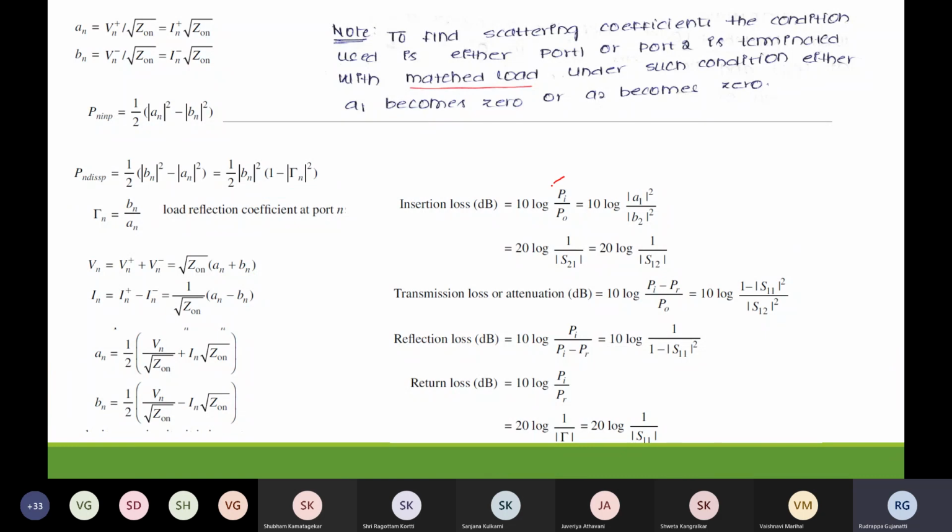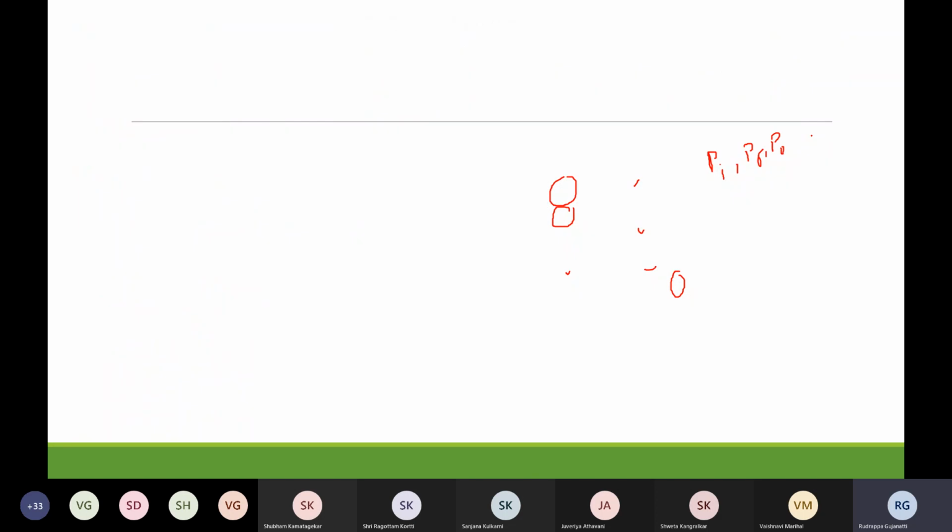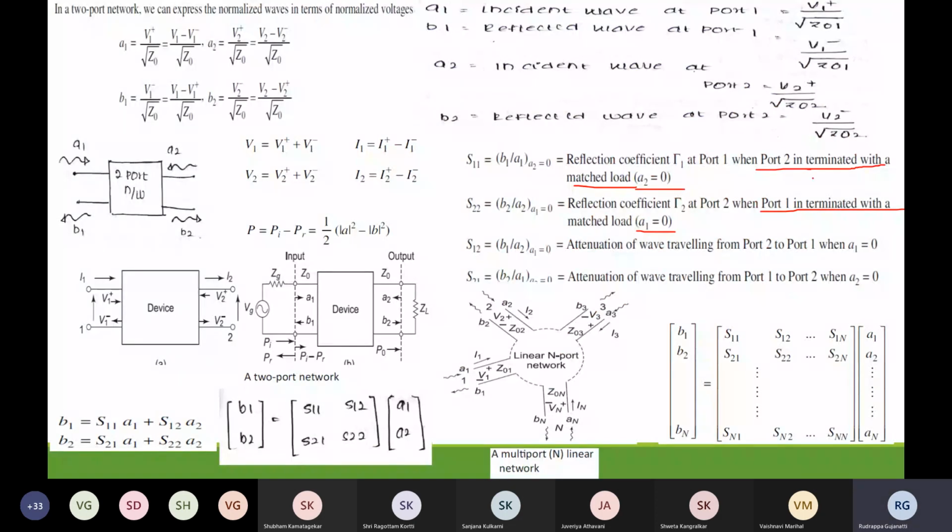Here you can see that we have specified PI, P0, A1, B2, S12, S21. These are all discussed, and PR. These are the three parameters we have to identify first: what is PI, what is PR, and what is P0. So let us come to the block representation over here.